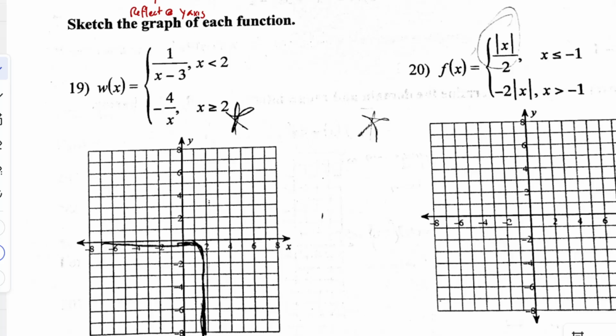All right, back to piecewise. I think there is a way to do this in your calculator. Maybe I'll try to remember that next.